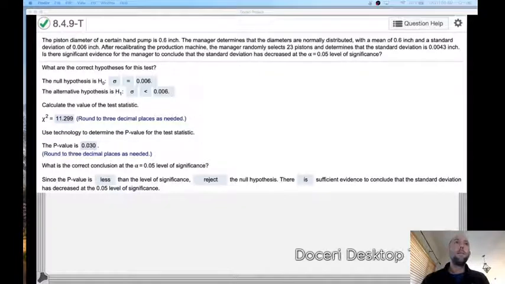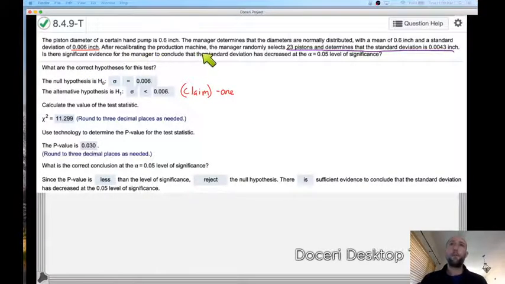So let's go through the setup here. Again, it's a hypothesis testing problem. We want to figure out what is the claim in this problem. And in reading on through, we're trying to test whether the standard deviation has decreased. So we want to know whether the standard deviation is less than this 0.006 value.